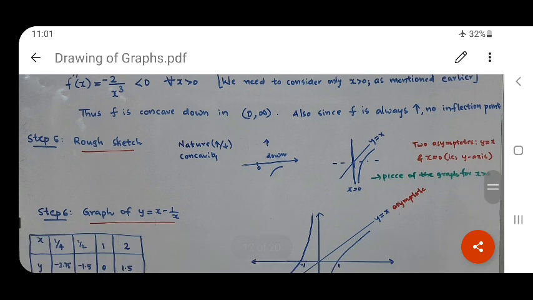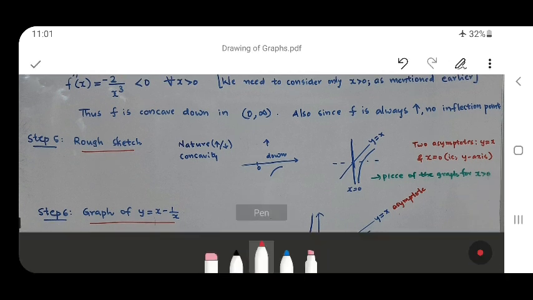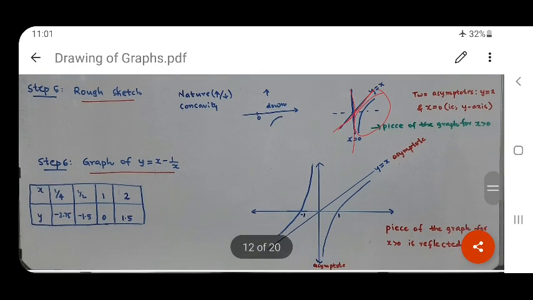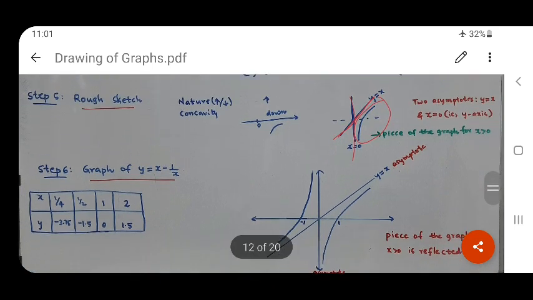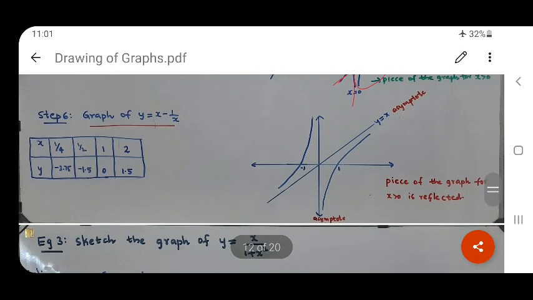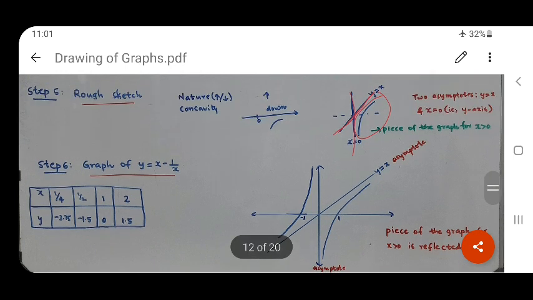Roughly sketching, the curve will be looking like this. This is the oblique asymptote, and this is the vertical asymptote, and this is how the curve will look. Gathering all the information from step 5 and finding some points on the curve, we have the curve like this. First, we have drawn the curve using the rough sketch and reflected it on the y-axis and then on the x-axis.